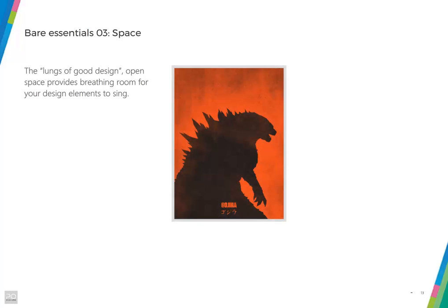The third design bare essential is space. Don't underestimate the impact of space. The open space surrounding a design element helps to direct hierarchy. Often referred to as the lungs of good design, white space provides breathing room to various design elements.